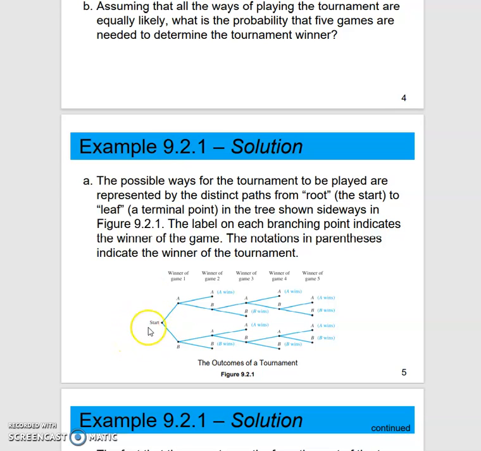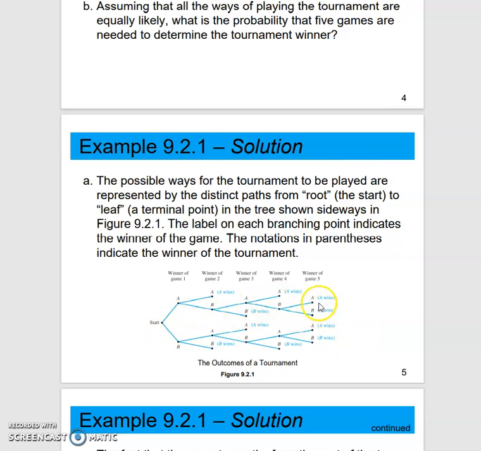So we call this on the far left the root, that's our starting point, and our leaves are these terminal points. And you'll notice not all of them are going to go the same distance. Here I've got A on top, B on the bottom, just to kind of hit things easily. So if A wins the first 2 games, we're going to be done right away. That'll be a really quick one. But as you can see, we do have some that are quite a bit longer.